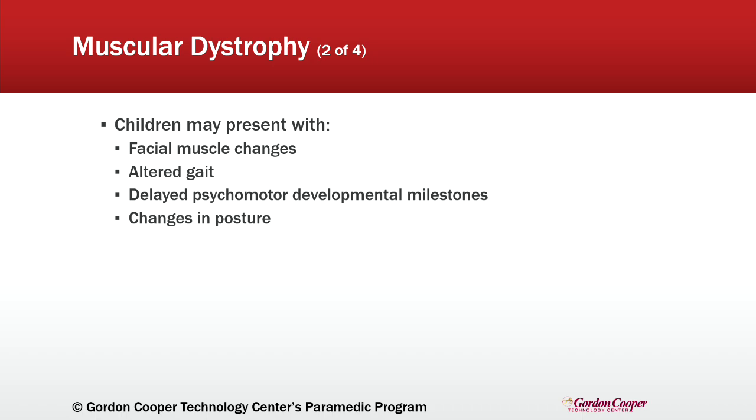Children with muscular dystrophy may show facial muscle changes. They may have an altered gait. They may have delayed motor development, and they may miss some of those more common psychomotor development milestones. Changes in posture can also be observed.